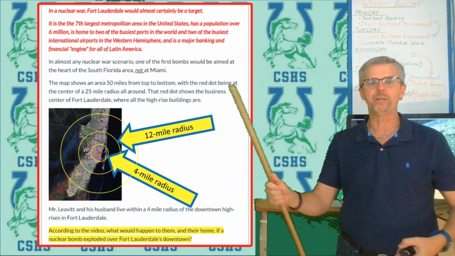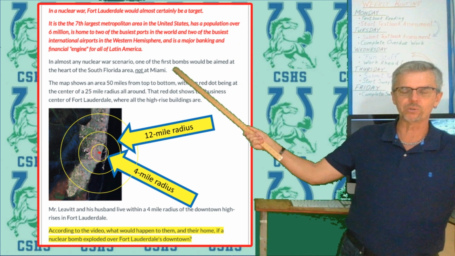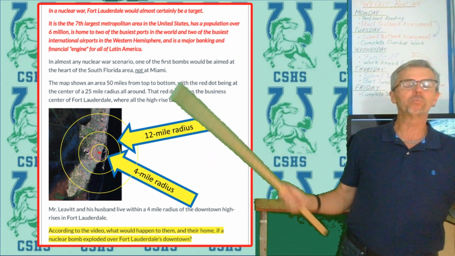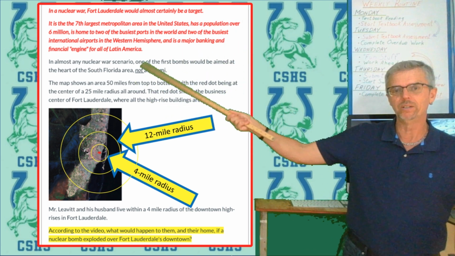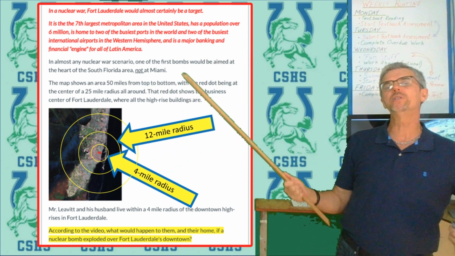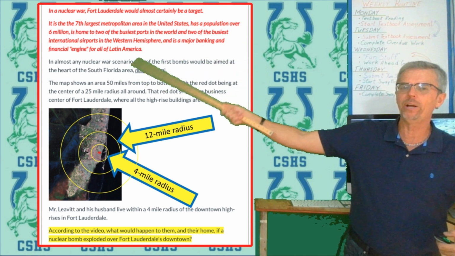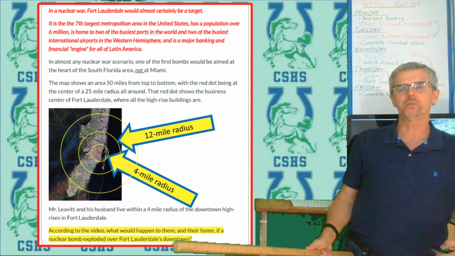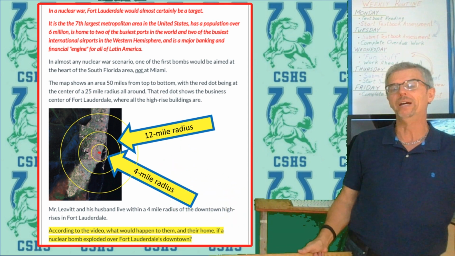All right, so question number 2 asks what would happen to Mr. Leavitt and Mr. Rowe in their house. Question number 3 asks what would happen to you if you lived at 12 miles, which is the high school. And question number 4 asks what would happen to people right at the top of the picture, 25 miles away.